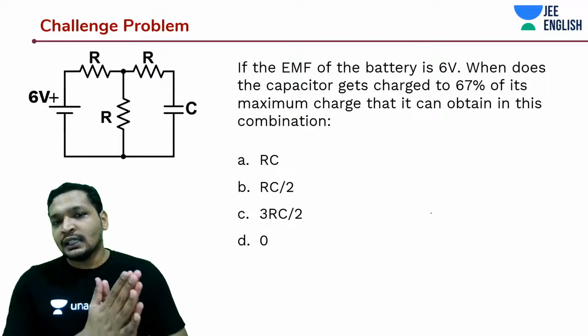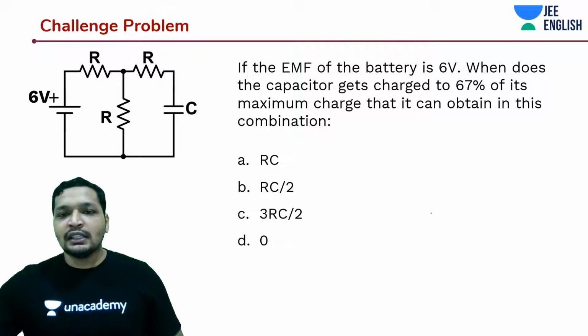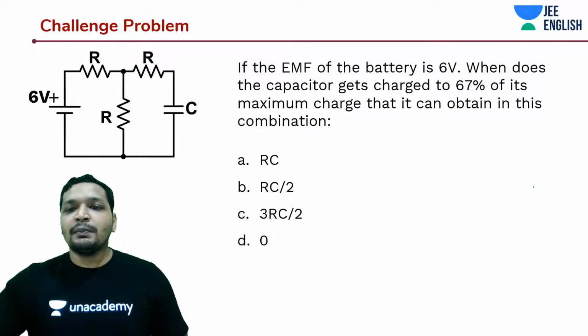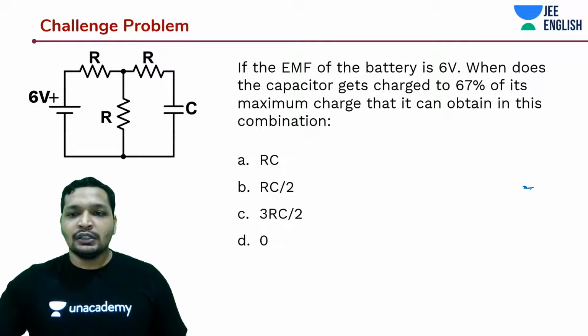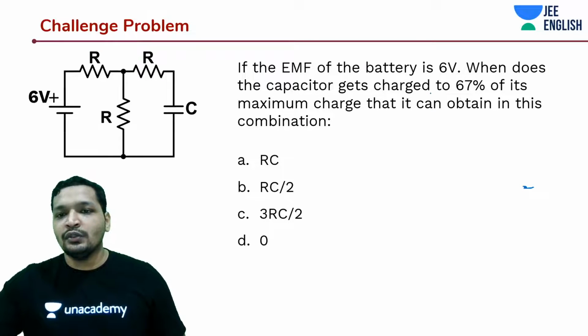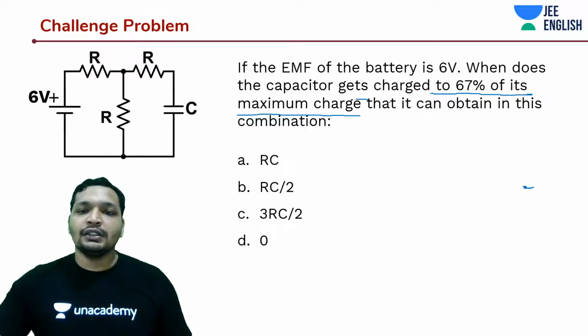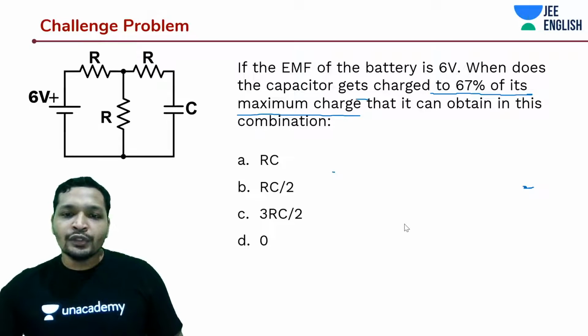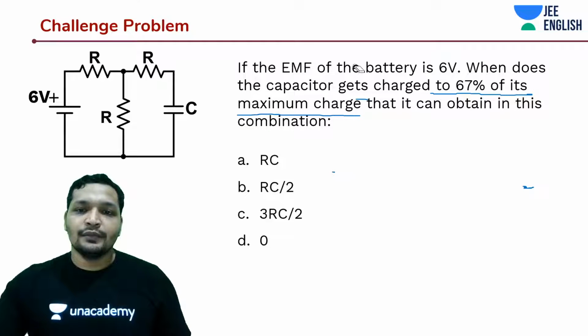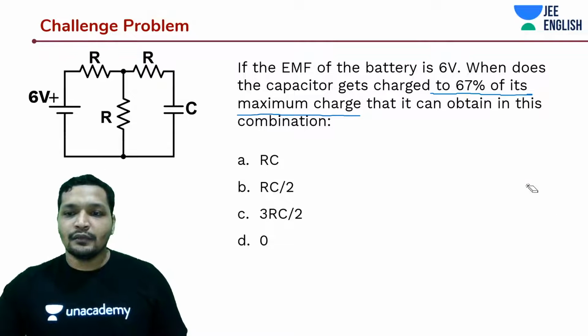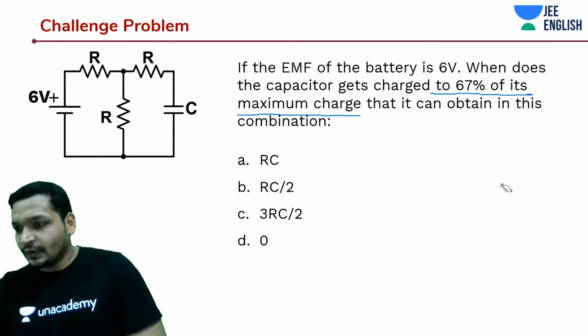So this is not a steady state, guys. Okay, this is not a steady state because it's not building up all the charges across it. It has only reached 67% of its maximum charge. Okay, 67% of the charge it can obtain in the combination, right? So how would you do this question? Anyone who has solved it?